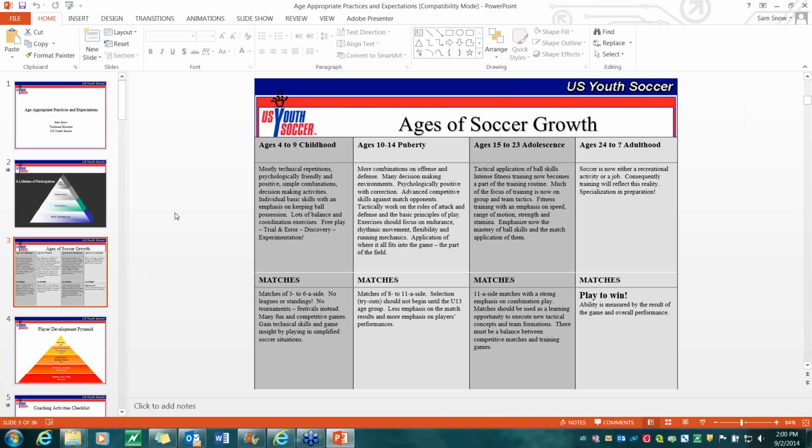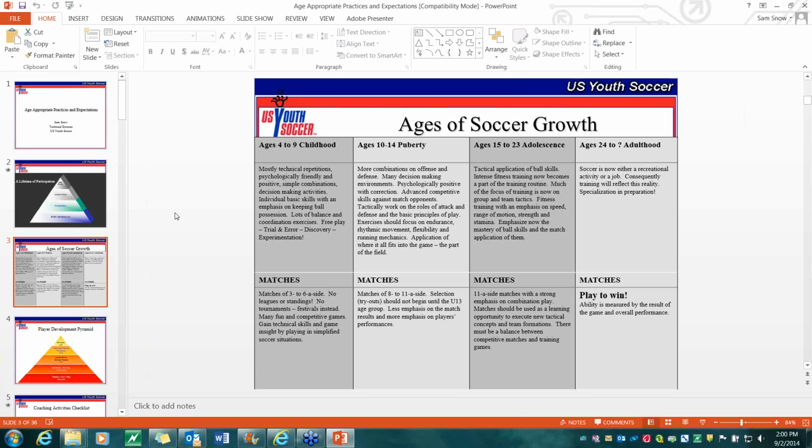So the next biological band is puberty, which again is roughly age 10 to 14. And again, the first row being some of what we're looking for in regards to their training environment, and then below that, what are we looking for in their match environment. And then for us in youth soccer, the final band would be this next one, which is adolescence, which is biologically about age 15 to 23.